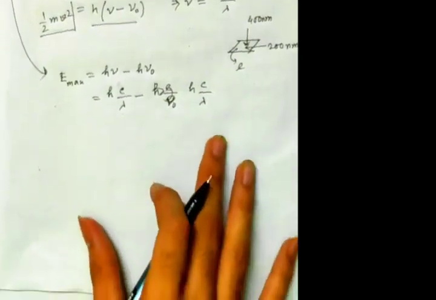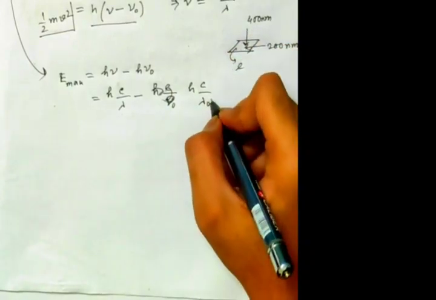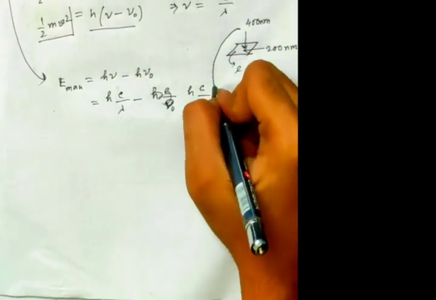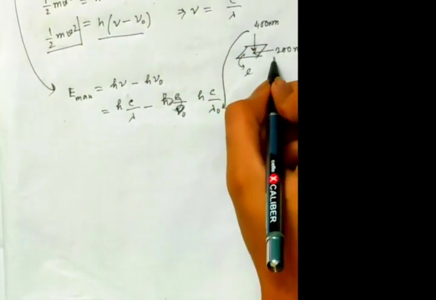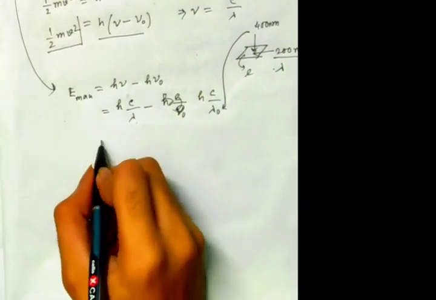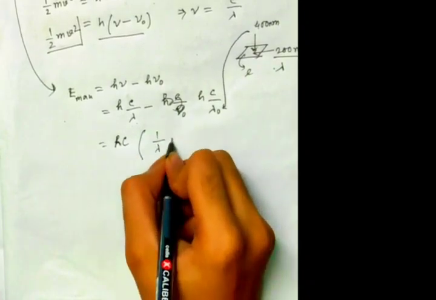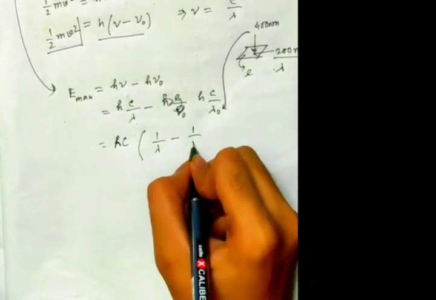Now we know that lambda naught is the threshold wavelength, that is 400 nanometer, and this is the light that is propagating on the metal currently. Okay, so let us take out the common things outside.